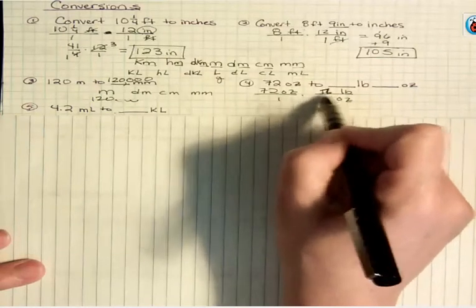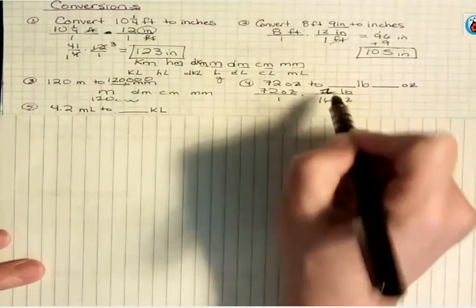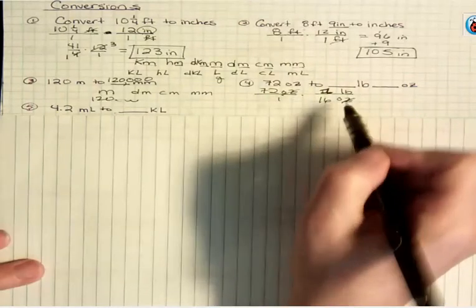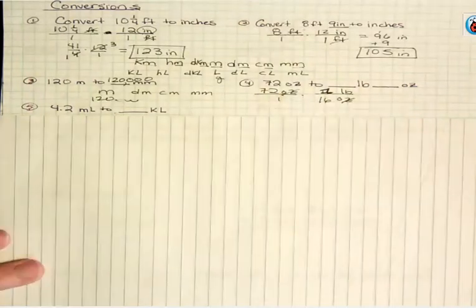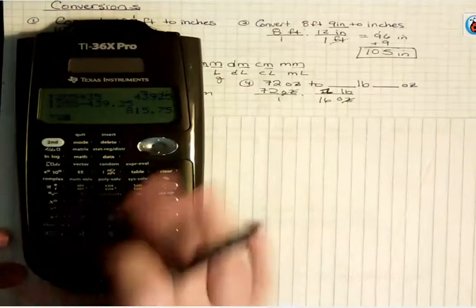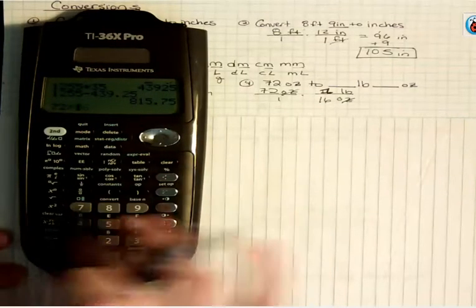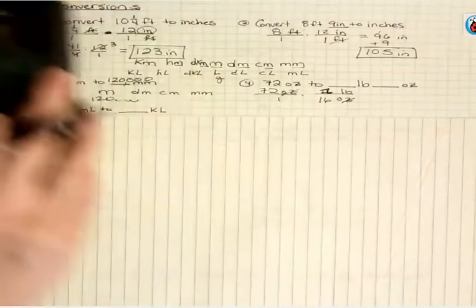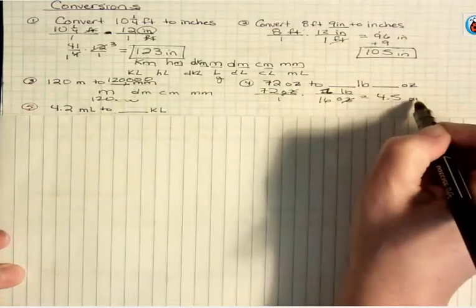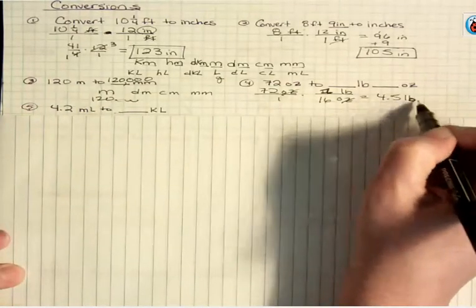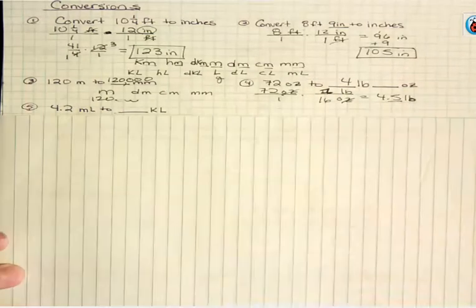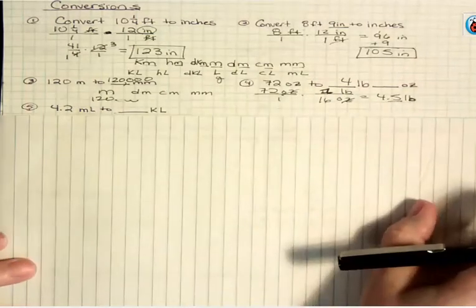I have 1 pound for 16 ounces. And so when I do this, my ounces cancel, leaving pounds, but I have 72 divided by 16, which is 4.5. So that's 4.5 pounds. So I have 4 pounds, and then I have to change 0.5 or half a pound into ounces.